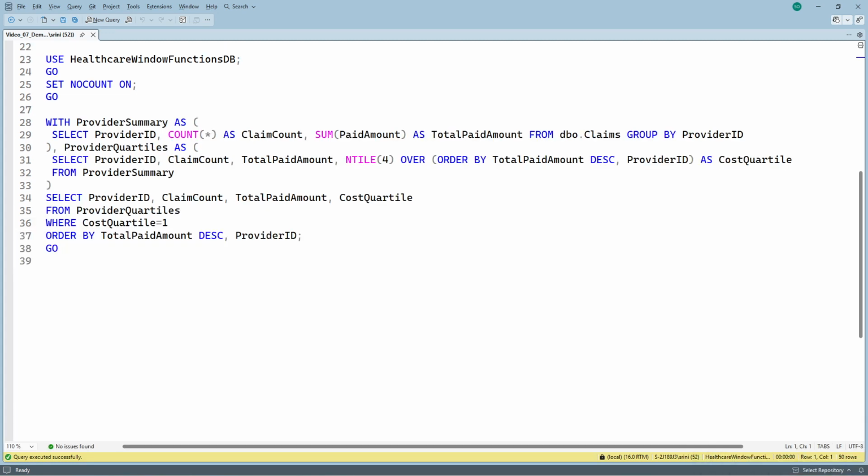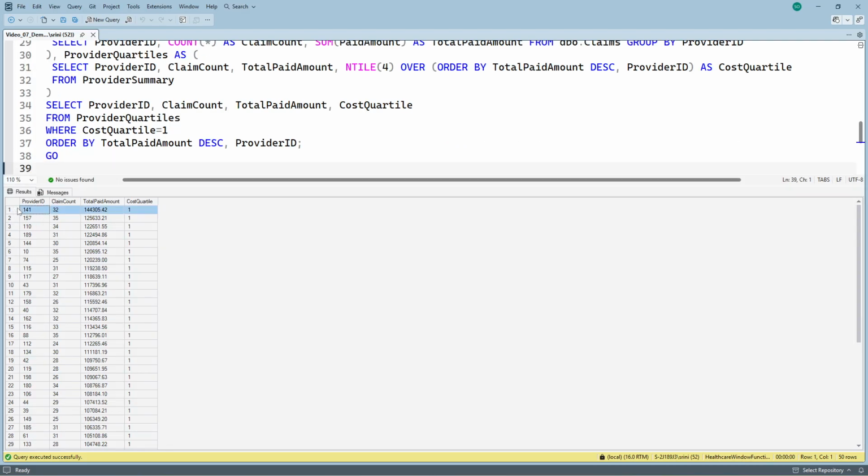Now we turn segmentation into an actual business output. The business only wants the highest cost segment for review or outreach. I calculate ntile first inside a CTE, then filter cost quartile equals 1 outside. Because our ordering was total paid amount descending, bucket 1 represents the highest part of the ordered provider population. Ntile creates the segment, then normal SQL filtering lets us act on it.